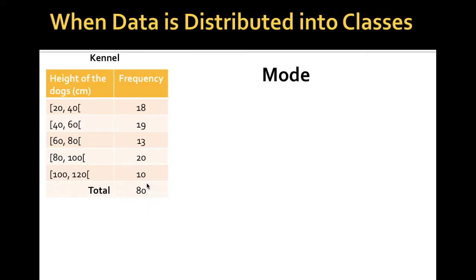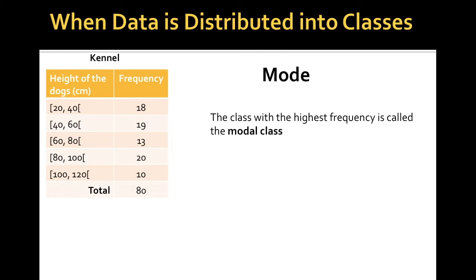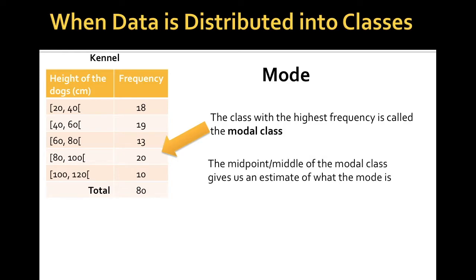How do you calculate things like mean, median, mode, and range when you're given something like this? Well, the mode is the class with the highest frequency. We call this the modal class. You'll notice here that the class with the highest frequency has 20 and it's 80 to 100.